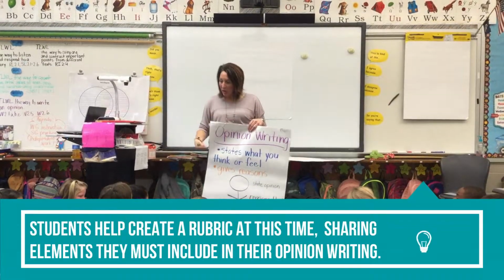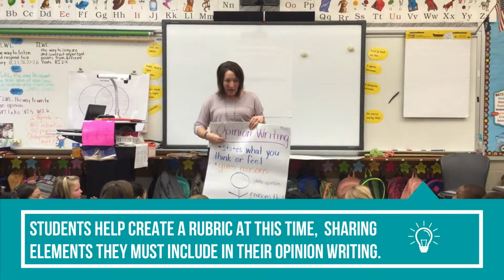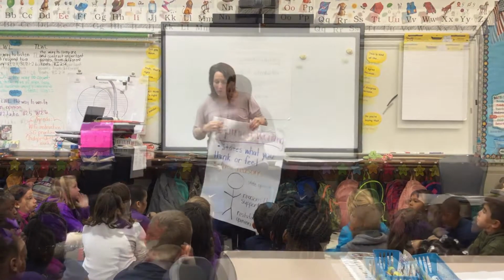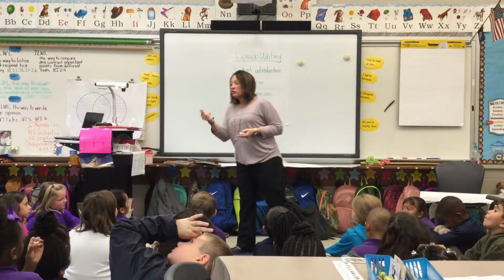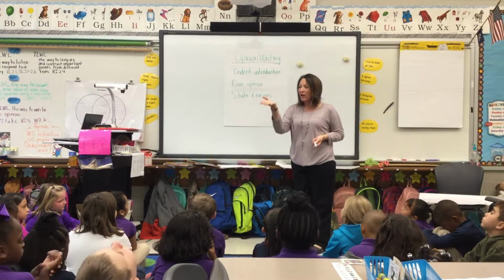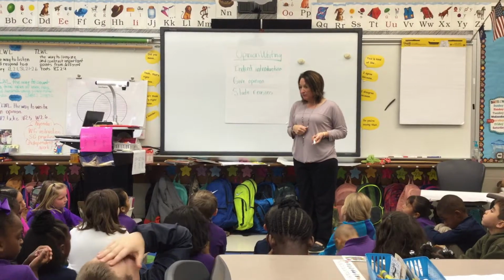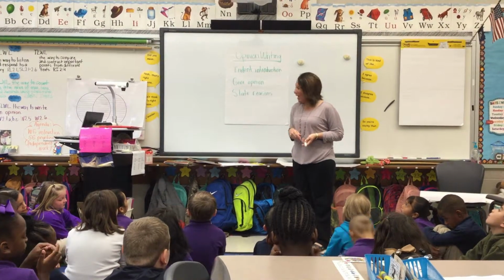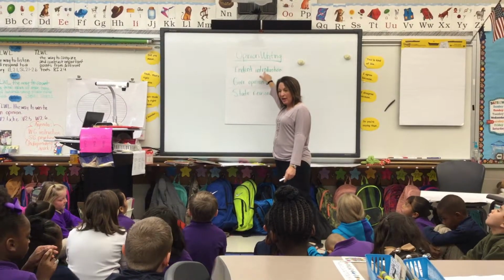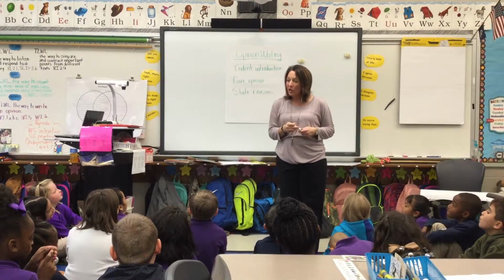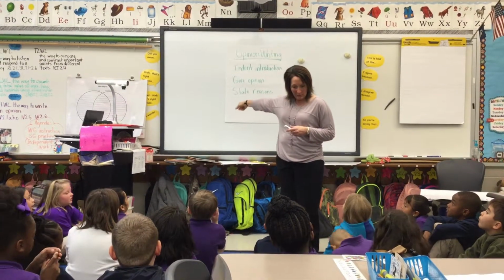Let's make sure that we know what an opinion needs to have, and then I need your help creating a rubric before you go to your table. Let's take a few minutes to gather your thoughts about which version of Cinderella you think is best. You're going to write your title. You all know to do that. And then indent that introduction, give me your opinion, and you can get started on your reasons.